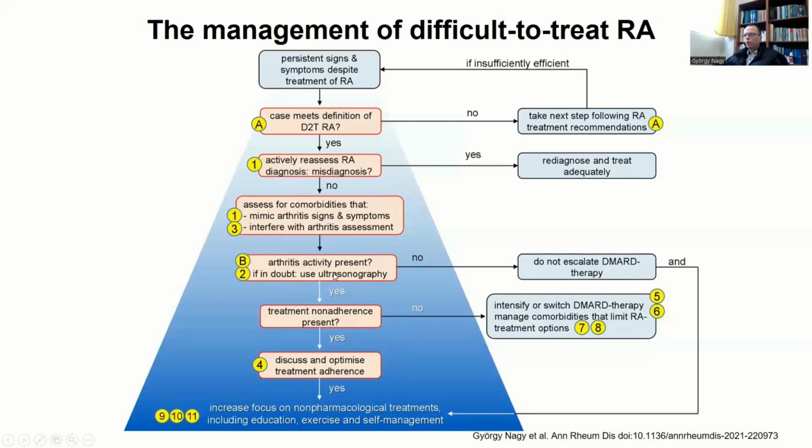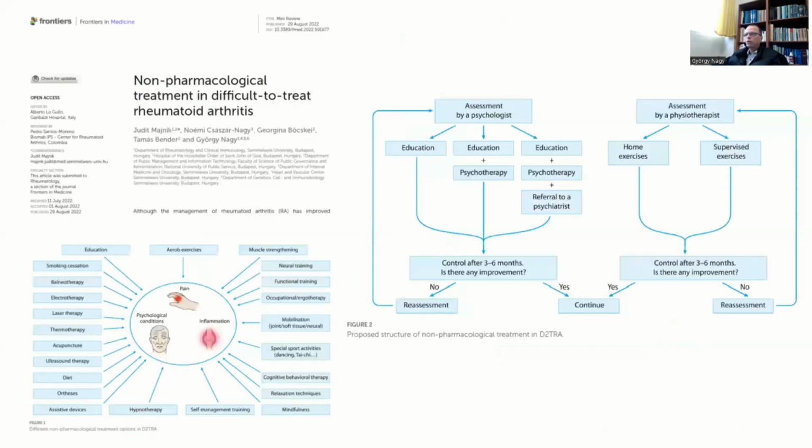non-pharmacological treatment options, and then always try to assess whether there are adherence problems or not. And if there are adherence problems, please optimize adherence. In case there are no adherence problems, then we have a patient who really has rheumatoid arthritis, the diagnosis is correct, and really synovitis, which, if necessary, was confirmed with ultrasonography, and the patient has good adherence. So we are at the patients who really have treatment-resistant disease, and one should consider here to intensify or switch DMARD therapy and to manage comorbidities that limit rheumatoid arthritis treatment options. And in all cases, especially in the most difficult cases, one should carefully consider to include and to optimize non-pharmacological treatment options as well, in addition to pharmacological treatment options.